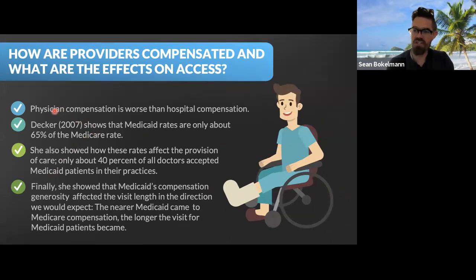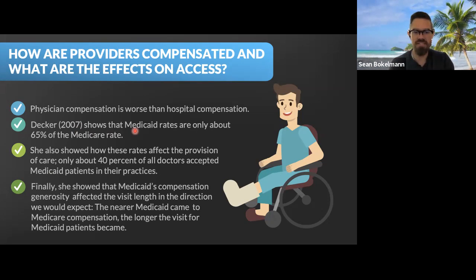And physician compensation is even worse. Decker in 2007 showed that Medicaid rates are only about 65% of Medicare rates, and that's pretty bad. For hospitals, it was 90%. For physicians, it's 65, so it's even worse. She also showed that these rates affect the provision of care. Only about 40% of doctors accept Medicaid patients in their practices. This is a limitation for patients, since it makes it harder for Medicaid patients to find a doctor, as only 40% of them will accept them as a patient.